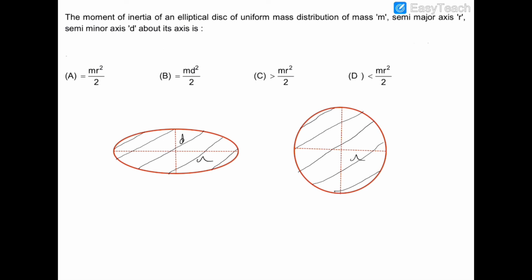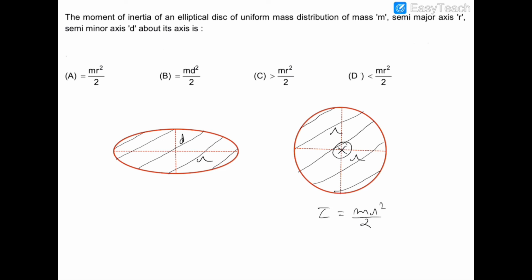So we can see that for a disc of radius r, in this case, would have the formula of moment of inertia about the given axis as mr square by 2, if both dimensions, both axes are of radius small r. But if we compress this disc in such a way such that its semi-minor axis radius is d and semi-major axis radius is r.